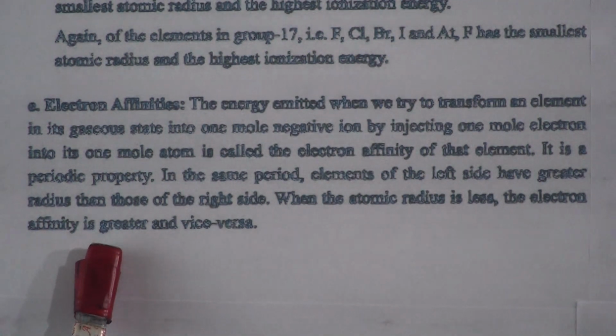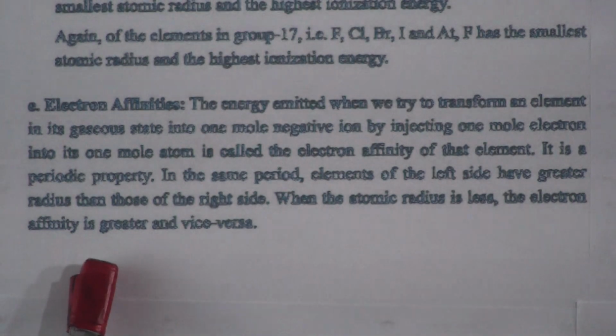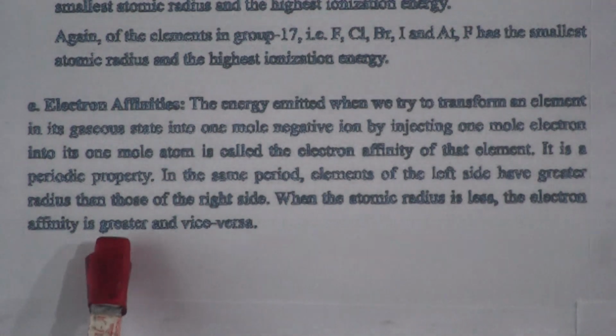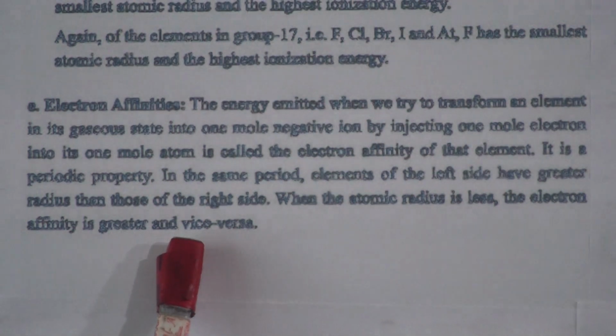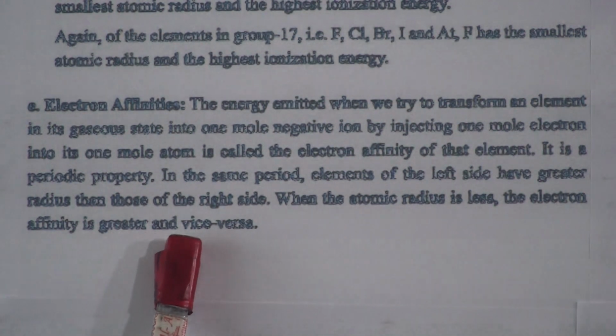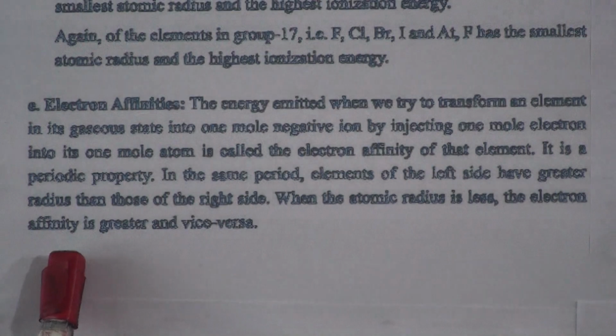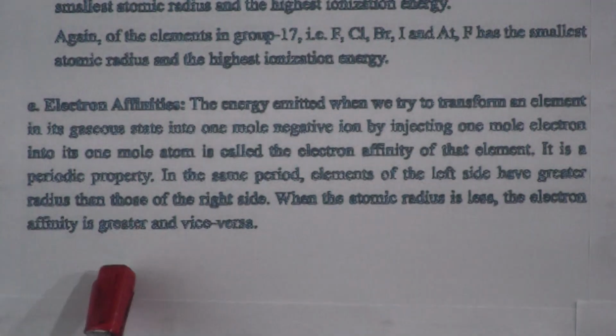The ionization energy and the electron affinity are the same with respect to the radius of the atom. That means if the radius is less, the ionization energy and the electron affinity will be greater.